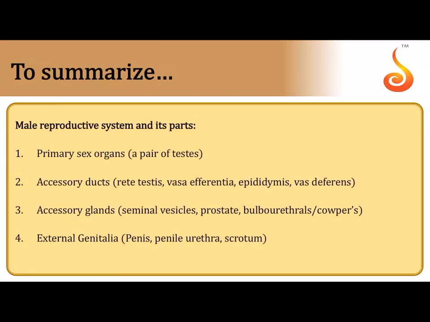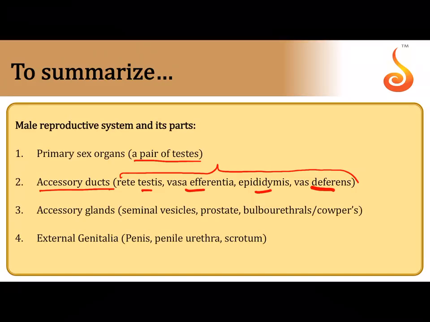To summarize, I think we have covered most of what you had learnt in the previous lectures. You have learnt about the testis and the accessory ducts, which we also learnt when we took a longitudinal section of the testis: the rete testis, the vasa efferentia, the epididymis, the vas deferens. We've learnt about the accessory glands, the seminal vesicles, which are 2 in number, prostate, which is unpaired, and bulbourethral, which is paired. Then we learnt about the external genitalia, that is the penis.